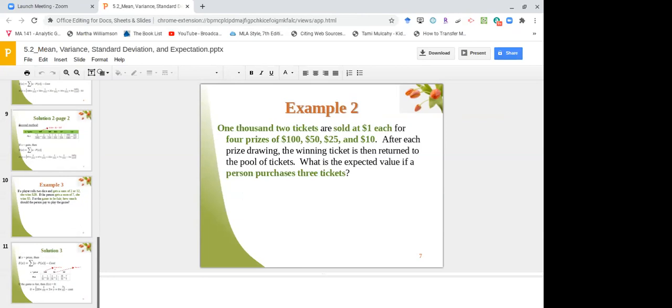So we've learned about discrete random variables. We know what discrete probability distributions are. We know how to recognize them. We know how to graph them. We know how to find the mean, the variance, the standard deviation, and we know how to find the expectation.